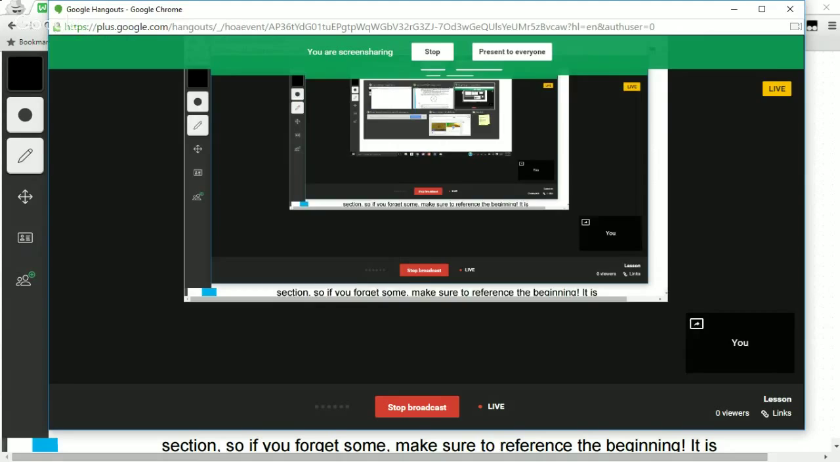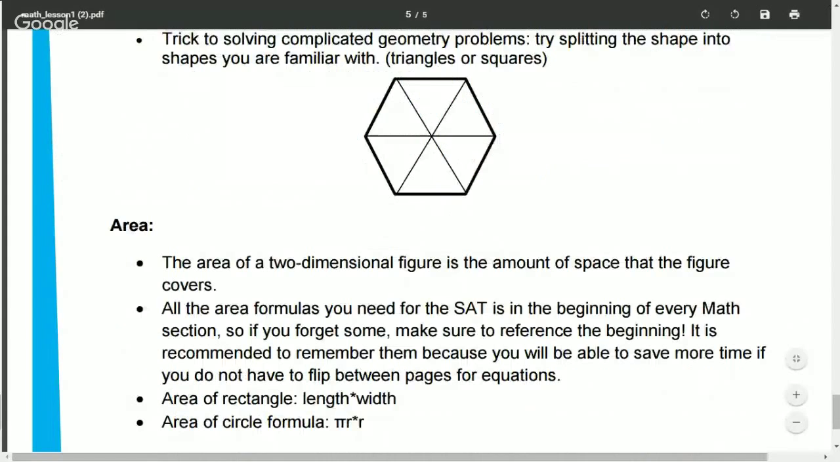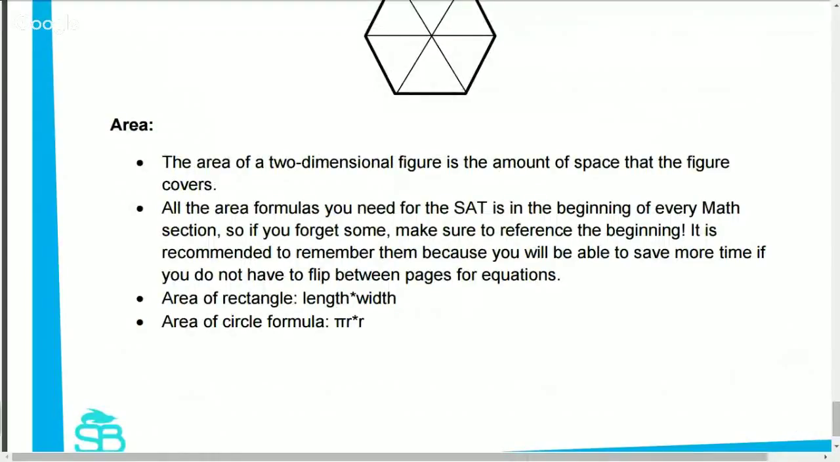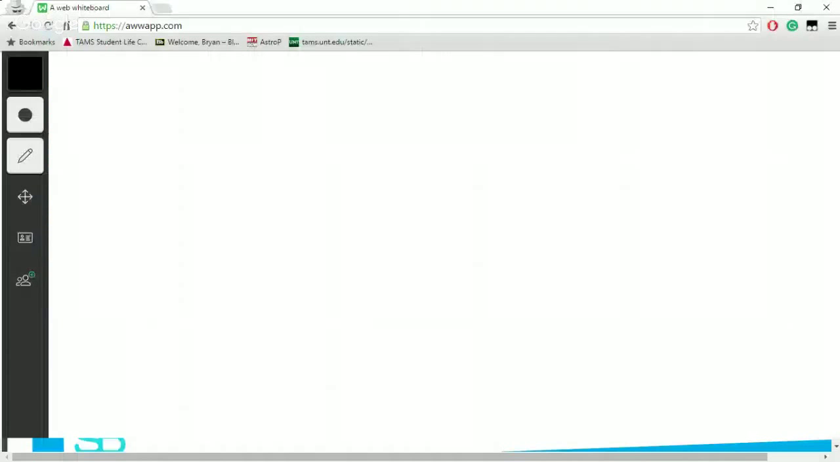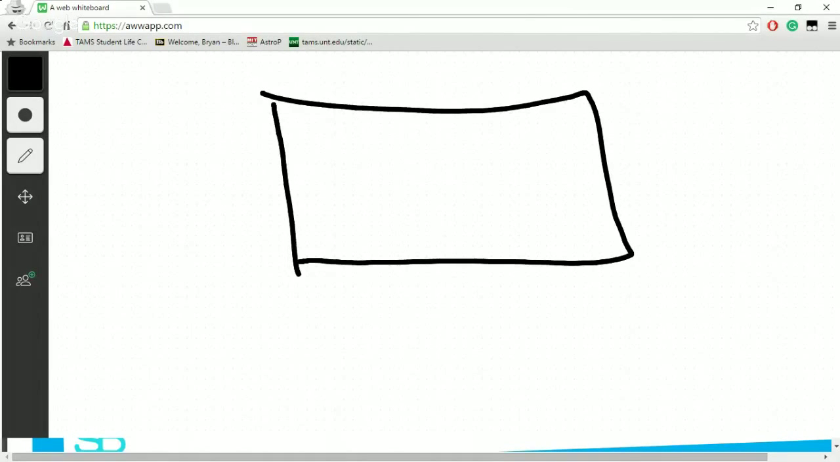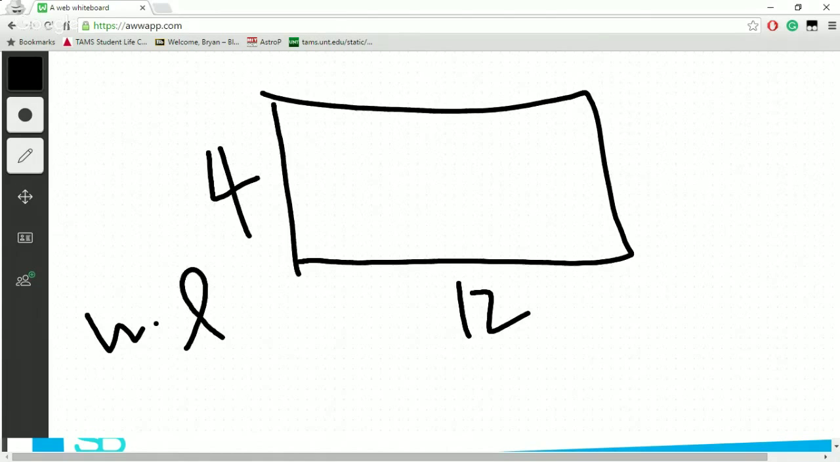Okay, and then our last one is the area. The area of a two-dimensional figure is the amount of space that the figure covers. All the area formulas you need to know will be provided to you in the front of the book and in front of every math section, but to save time, it's better to memorize the formulas. The area of a rectangle is the length times the width. For example, let's look at 4 times 12. Here's the width and here's the length, and the formula is width times length. So 4 times 12 equals 48.